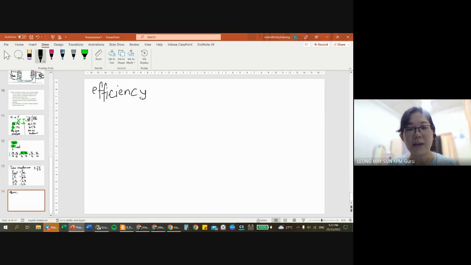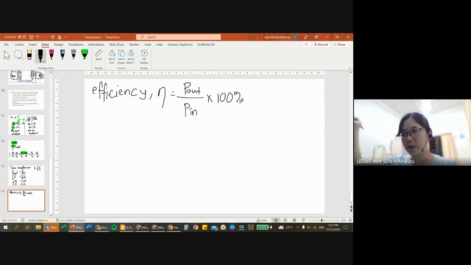The efficiency formula is η, it's a symbol like n, but the ending part is longer, equals power output over power input multiplied by 100%. That's why for most of the electrical items outside you will see 99.9% efficient, 99.99% something. They cannot say that they're 100%.